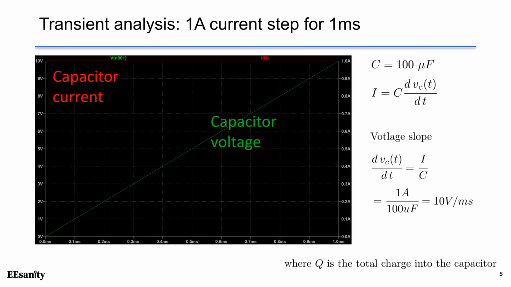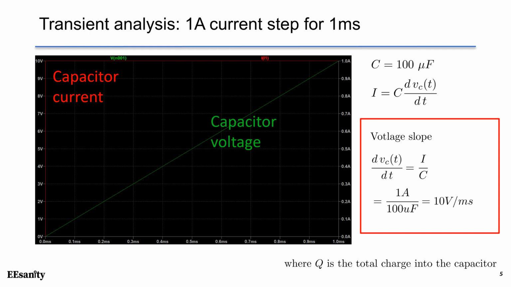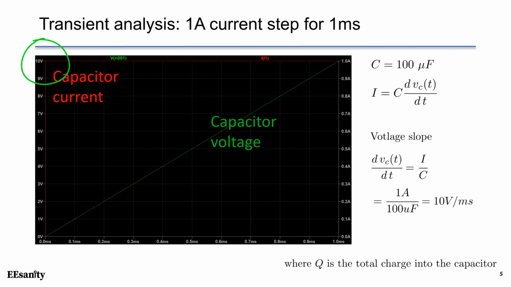So these are the simulation results. The 1 amp current step is run for 1 millisecond. The trace in red is the current into the capacitor. The green waveform shows the capacitor voltage. You can see from time 0 all the way up to 1 millisecond, the capacitor voltage has a positive slope, which can be found as I over C. So that's 1 amp over 100 microfarad, which equals 10 volt per millisecond. You can see that at 1 millisecond, the voltage of the capacitor is reaching 10 volt.